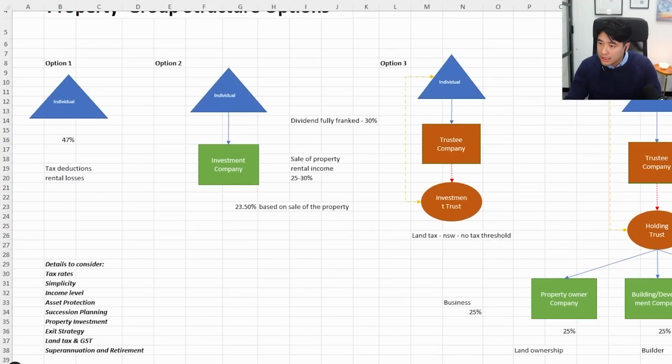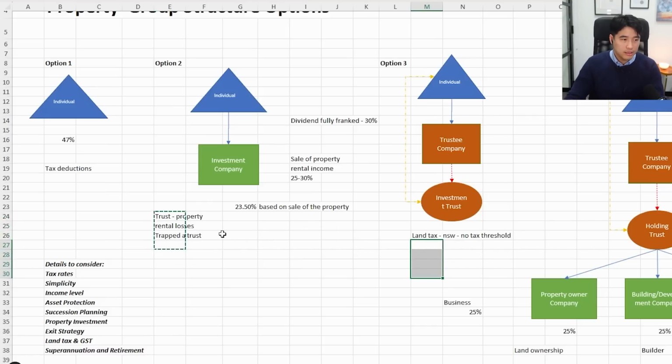So your question basically is, can we do that and then buy property in your trust? Yes, you can, but then the rental losses that you're making from the trust, if it's a loss-making property, get trapped in a trust.